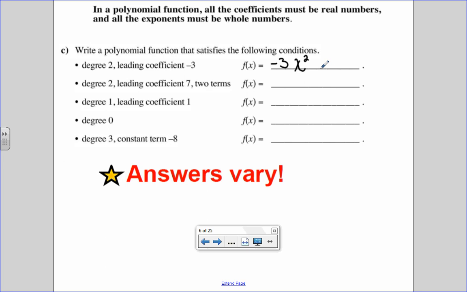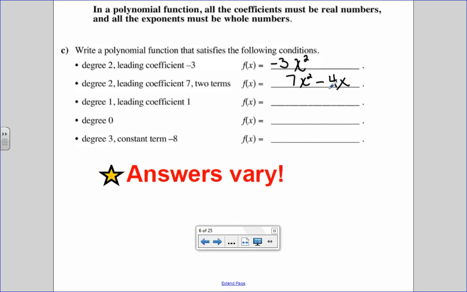So this next polynomial has a degree 2, leading coefficient of 7, and 2 terms. So degree of 2 means x squared is the highest. The leading coefficient is 7, the number in front of the term with the highest exponent, and there's 2 terms. So I could add or subtract anything on there as long as it's not higher than an x squared. So for example, I could subtract a 4 or a 4x.